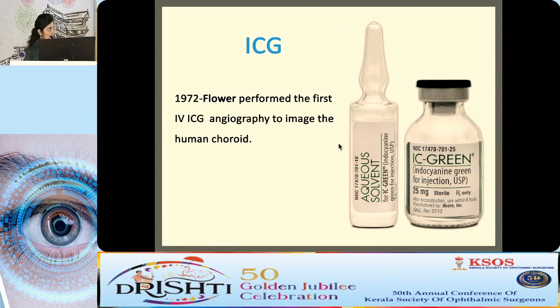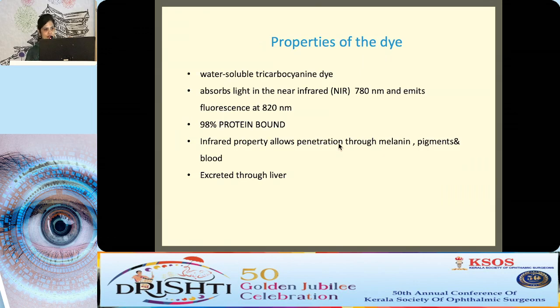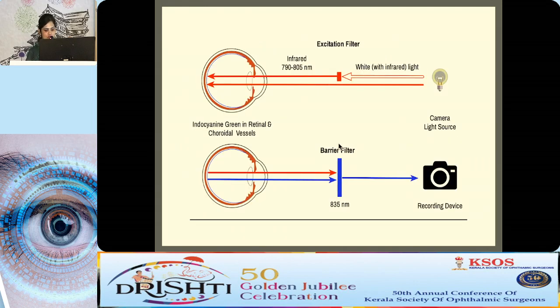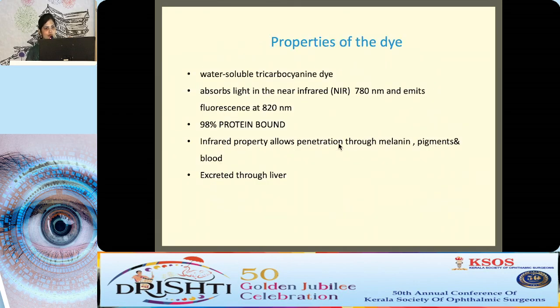Next topic is ICG. ICG was first performed in 1972 by Flower, who performed the first ICG to image the human choroid. So the properties of this dye: it is a water-soluble tricarbocyanine dye, absorbs light in the near infrared range of 780 nanometers and emits fluorescence at 820 nanometers.